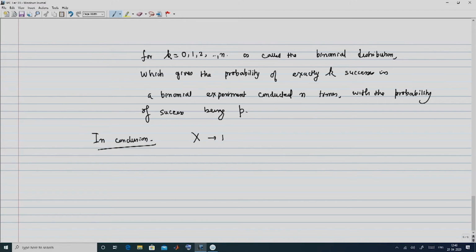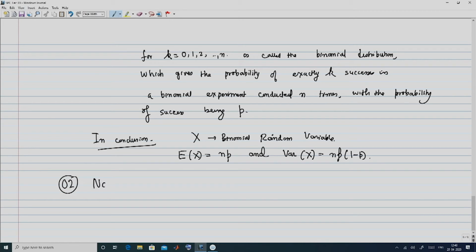So in conclusion, if X is a binomial random variable, the expected value of X is going to be np and the variance of X is going to be np into 1 minus p. Okay, so now we are in a position to move to our second distribution, which is the normal distribution.